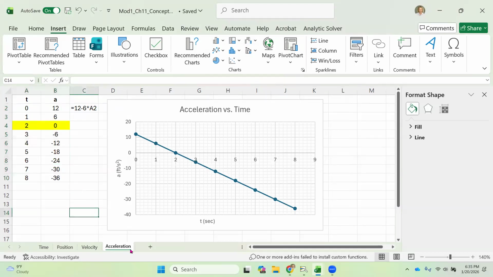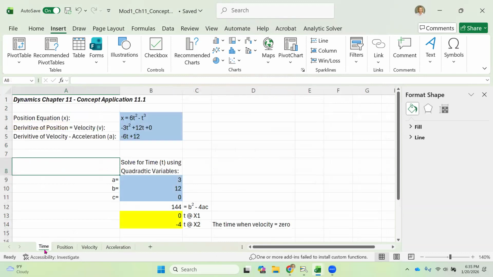Okay. Now, you're going to notice that I also have one extra tab. The last tab that I have here, the very first one actually, is going to be the time. Now, what this does for us is this is kind of a review of the problem. At the top here, you're going to notice that each one of the equations for position, velocity, and acceleration for, in this case, the concept application 11.1 are listed up here on top.